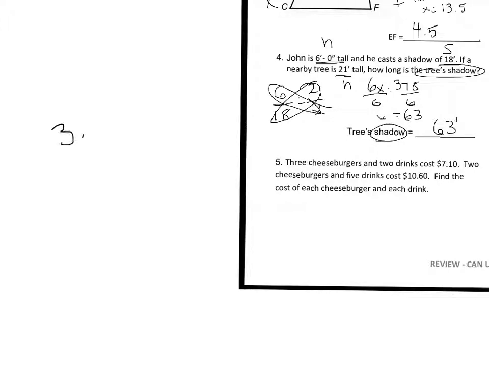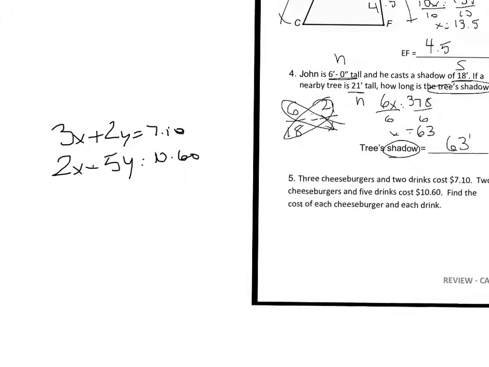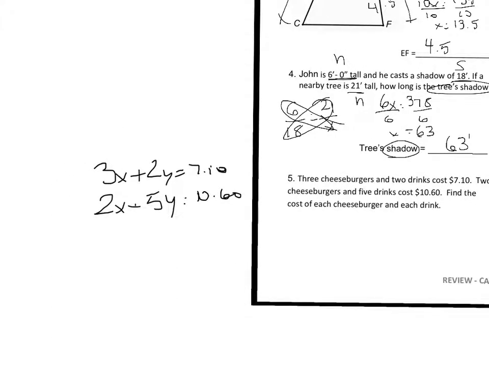3 cheeseburgers, so let's call that 3x, plus 2 drinks, 2y, equals $7.10. And we have 2 cheeseburgers, so 2x, plus 5 drinks, so 5y, equals $10.60. And now I need to solve for x, but if you notice, none of the x's or y's line up. They're not opposites of each other. So in this case, I'm going to have to multiply one of these out. If I multiply them out, I need them to be opposites of each other.